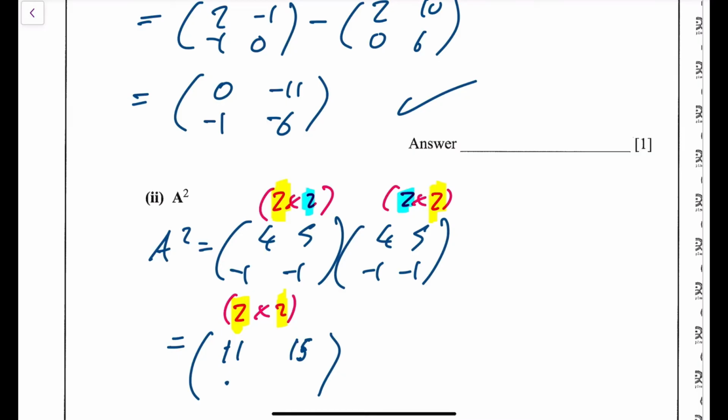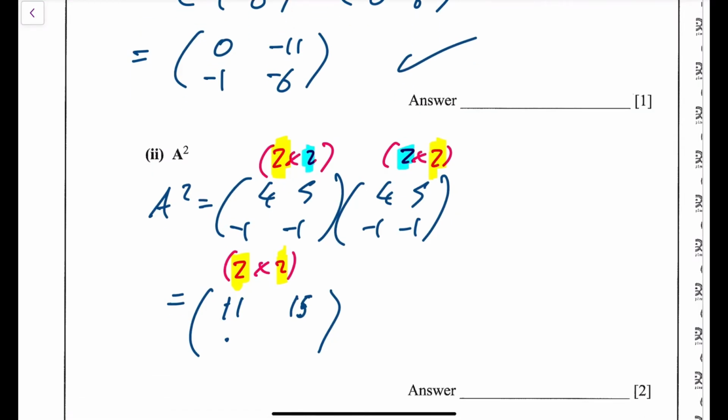This element here is second row, first column. So minus 1 times 4 is minus 4. Minus 1 times minus 1 is plus 1. Minus 4 plus 1 is minus 3. And then here, minus 1 times 5 is minus 5. Minus 1 times minus 1 is plus 1. Minus 5 plus 1 is minus 4. And there we have it.